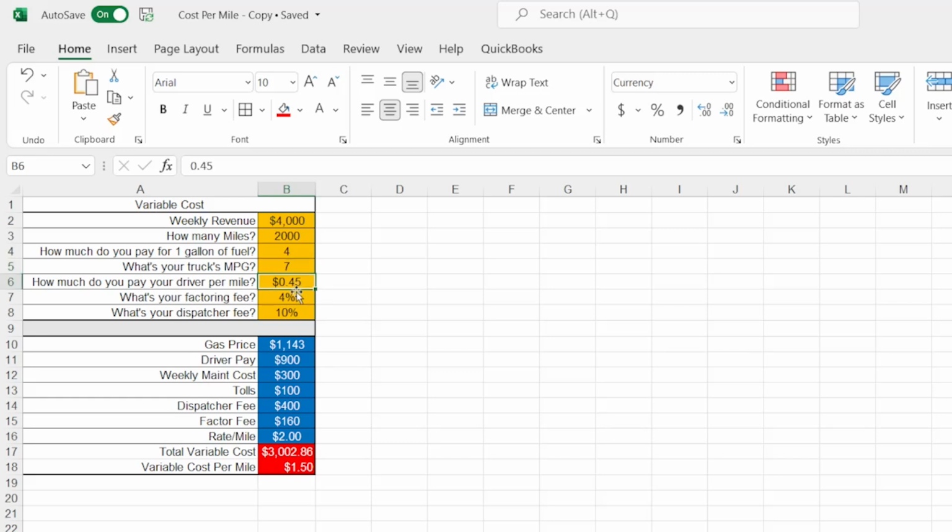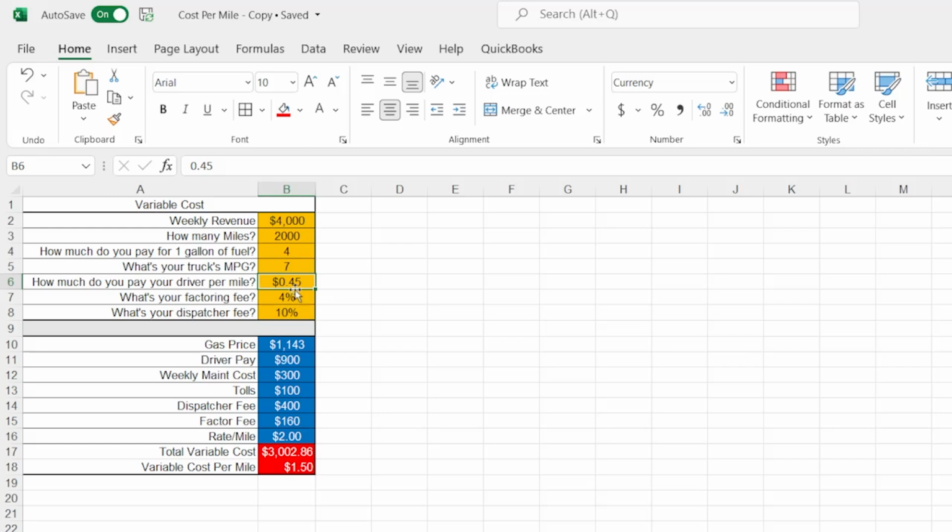How much do you pay your driver per mile? Now, if you are an owner-operator driving your own truck, don't worry about this. But if you're like me and you want to hire other drivers, you're going to need to account for how much you pay your driver. So I would recommend 45 cents per mile to start out driving a box truck.